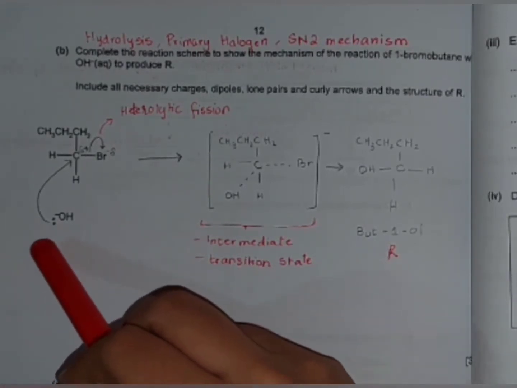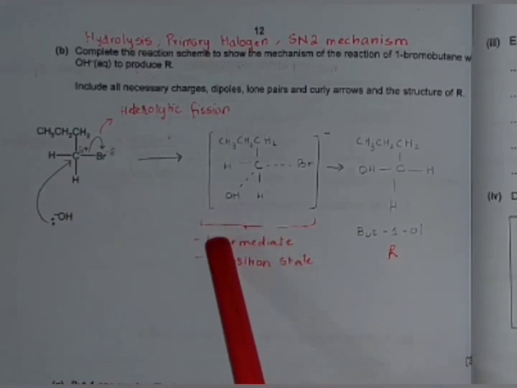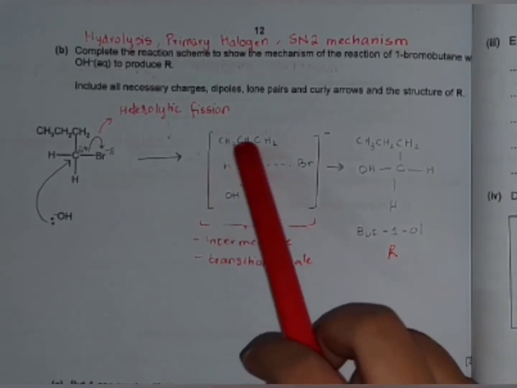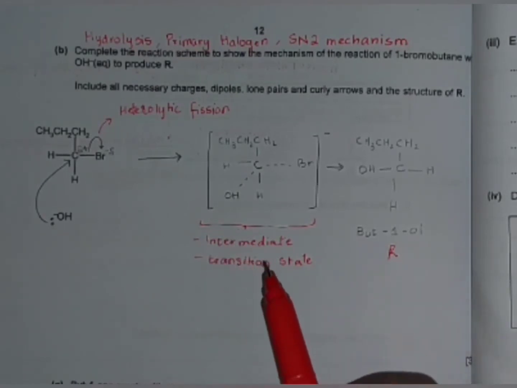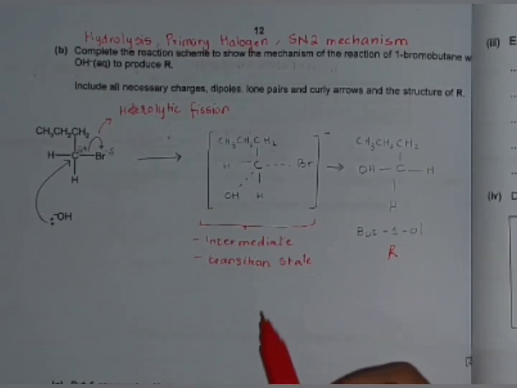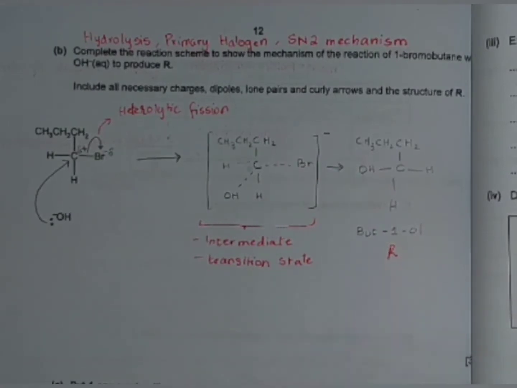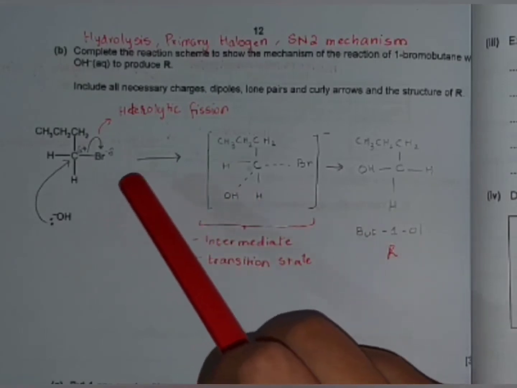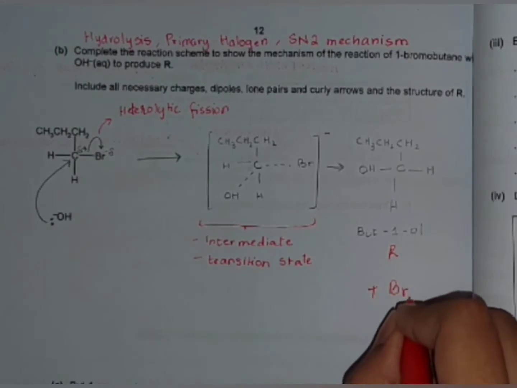And now this hydroxide nucleophile with a lone pair on oxygen will attack this partial positive carbon, and this is the intermediate or transition state where carbon is shown with 5 bonds. But this is only an assumption, you do not need to include this. This is just to make you understand. We call this carbon a pentavalent carbon as it is forming 5 bonds, right? And this is the final structure of R, where hydroxide has taken the place of bromine, and a bromide ion is formed with it, right?